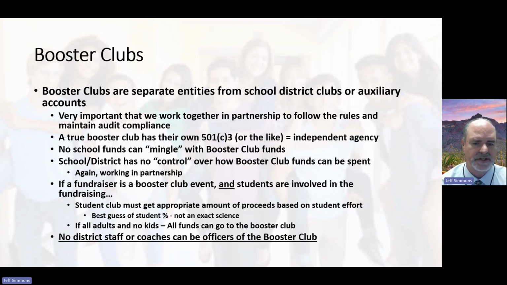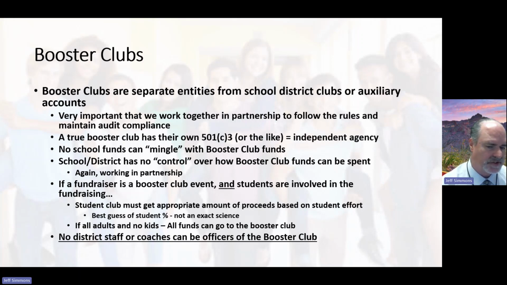Again, we're going to work in partnership. If a fundraising event is done with the booster club and it involves students as well, that money must be split equally, and the students must get a portion of that fundraiser to be put in the club account. If there's all adults working and no kids, all that money can go to the booster club.